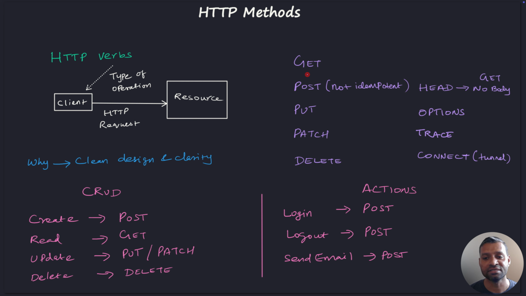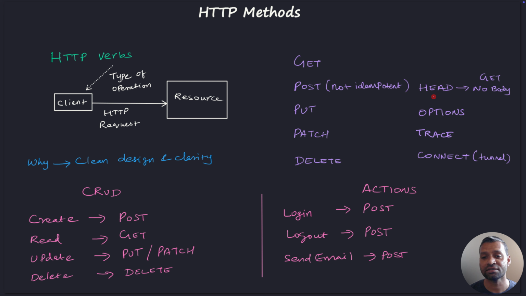GET method is used to read the resource. You have a resource and you want to read that particular resource, then you'll be using GET method. If you want to add a resource, then you'll be using POST method. If you want to update or replace a resource, then you'll be using PUT. PATCH is very similar to PUT, but rather than replacing the entire resource, you'll be making partial updates to the resource. DELETE is used to delete a resource.